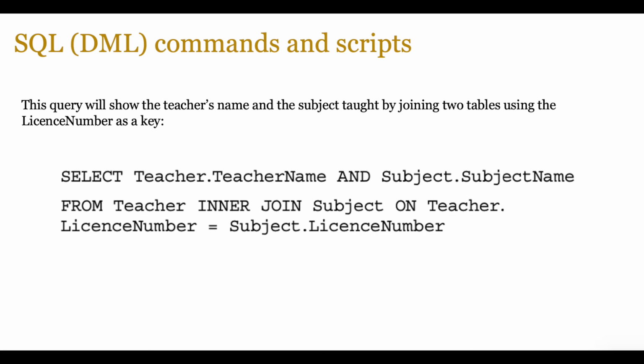You're simply saying from teacher, where is joined to the subject using the license number, and only bring back data from those records where the license number is equal. So if there's a license number that exists in the teacher table and the same license number exists in the subject table, bring the data back.